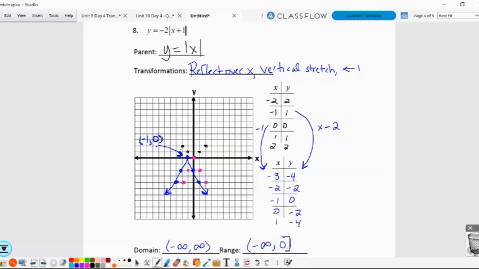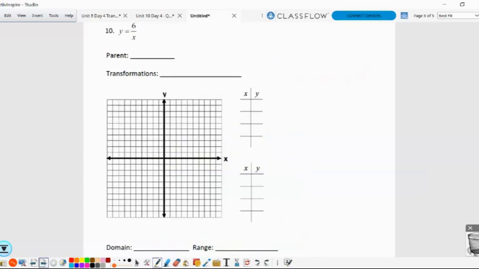So this is our reflected, stretched, and shifted absolute value graph. And you're welcome to work with points on the graph or with a table of values, whatever makes you most comfortable for graphing. Now we have one more even numbered problem, and then I'm going to ask you guys to do the odd numbers. Hopefully this will help you get those started.